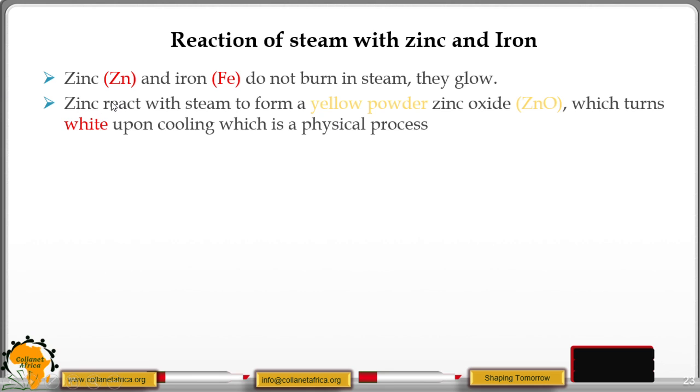But when you heat zinc with steam, there's a chemical reaction that takes place. You get zinc oxide and hydrogen gas. So that's a chemical reaction. So the formation of yellow powder from zinc metal is a chemical reaction. The formation of a white solid from the yellow solid upon cooling is a physical process.